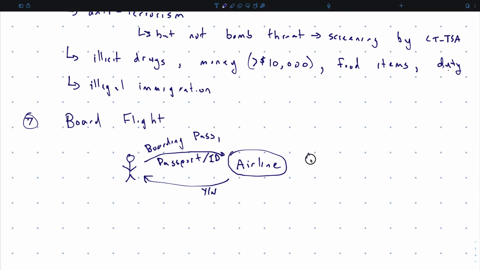And they also check, this is also critical, the name. It's sort of obvious, but is the name on the passport equal to the name on the boarding pass?